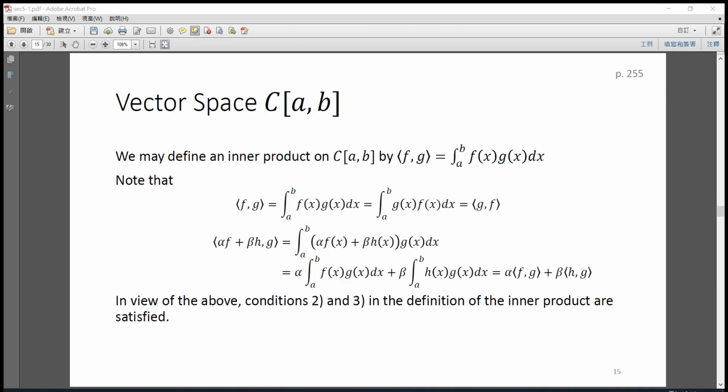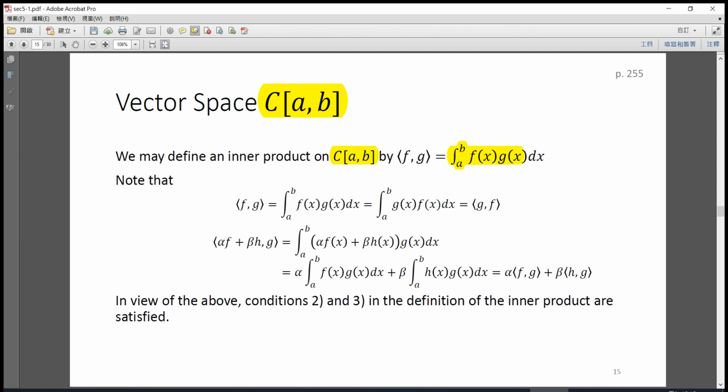The fourth example considers the vector space of continuous functions defined on the interval [a, b]. For this vector space, the inner product is usually defined by the integration of f(x) times g(x) from a to b, where f and g are continuous functions defined on the interval [a, b]. We will verify that this operation satisfies the three properties in the definition of the inner product.